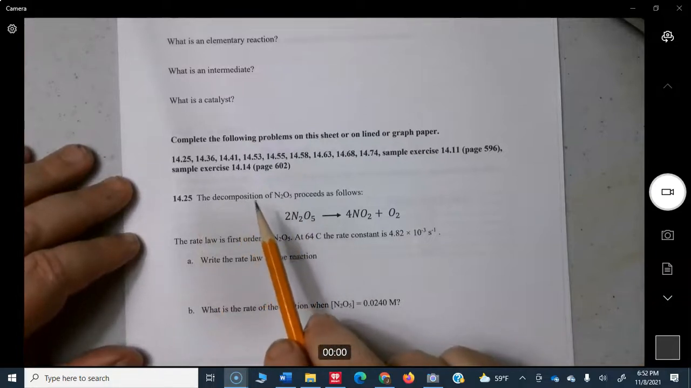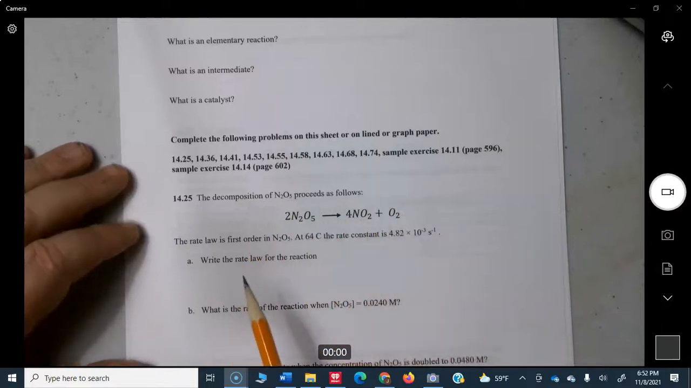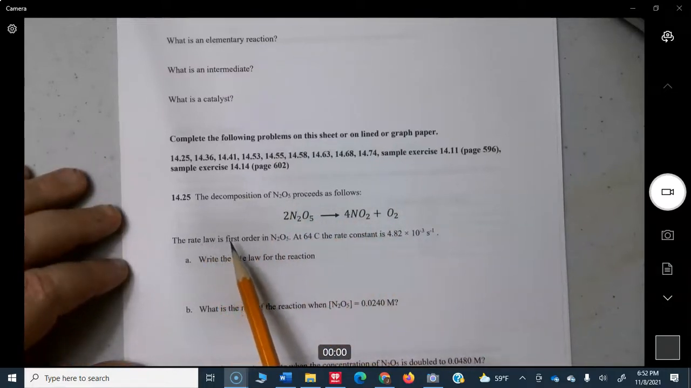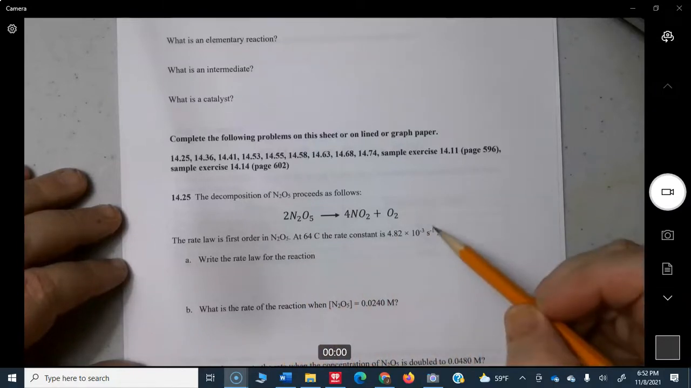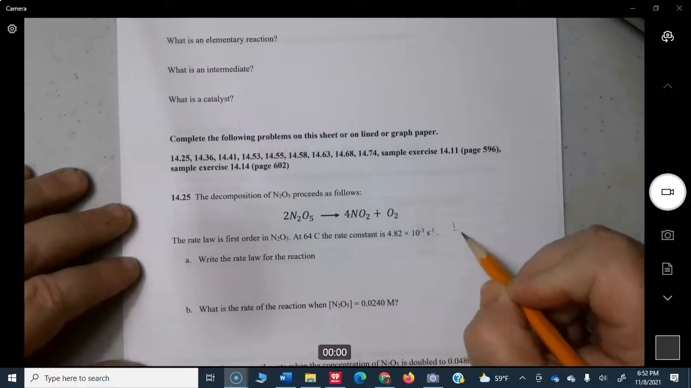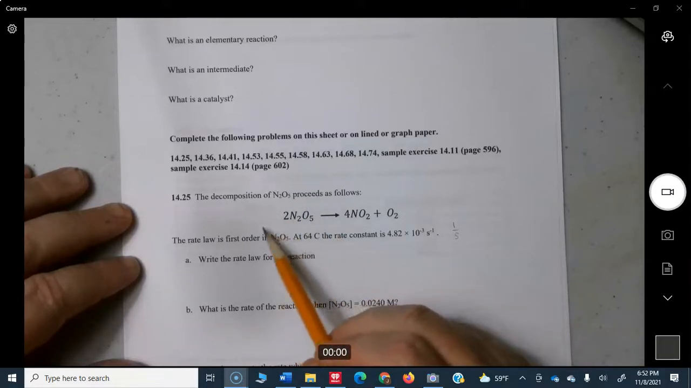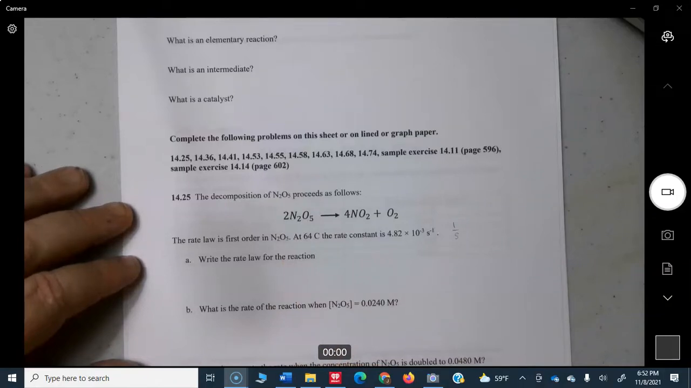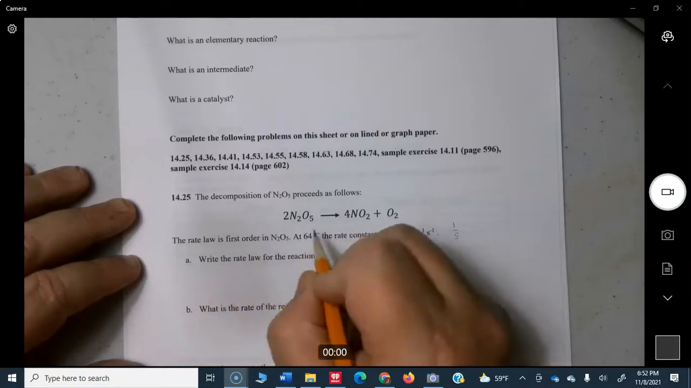All right, so let's go ahead and get started with 14.25. The decomposition of N2O5 proceeds as follows. And there it is right there. It says the rate law is first order in N2O5 at 64 degrees, and they give you the rate constant right there. A first order rate constant is always 1 over s. Write the rate law for the reaction. So the rate law only involves the products. So it's going to simply be, I said products, I meant to say reactants.